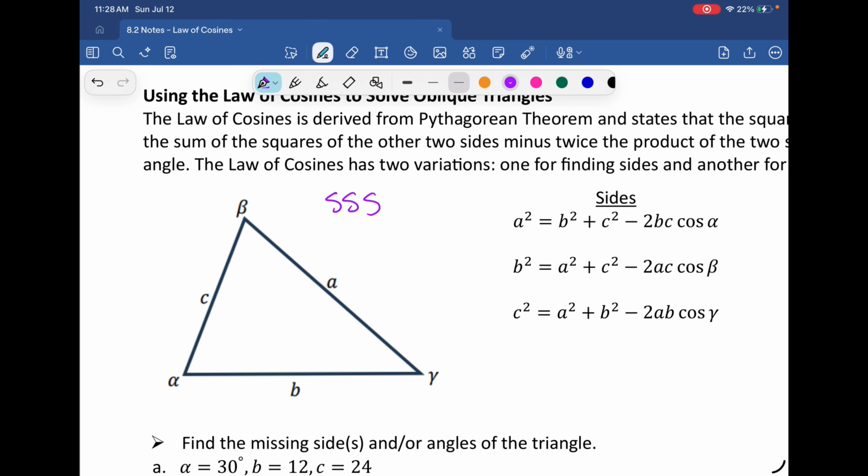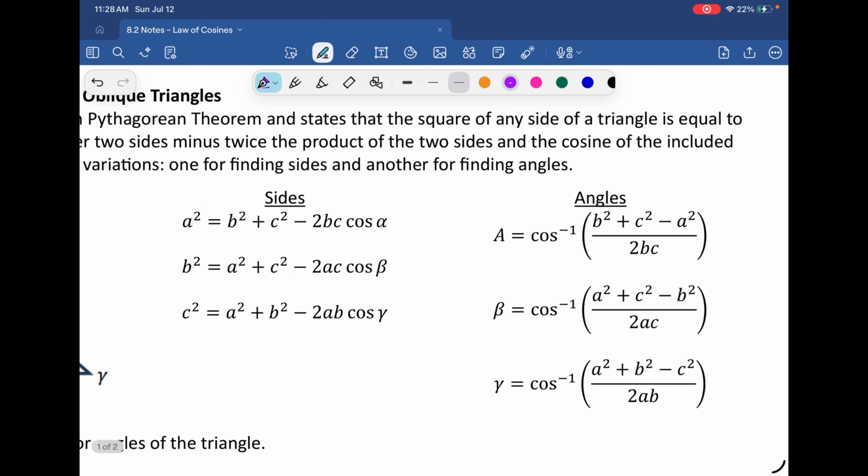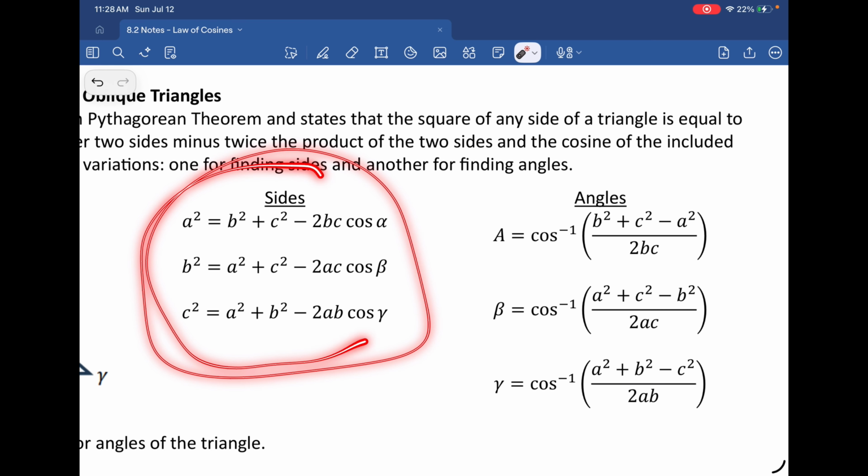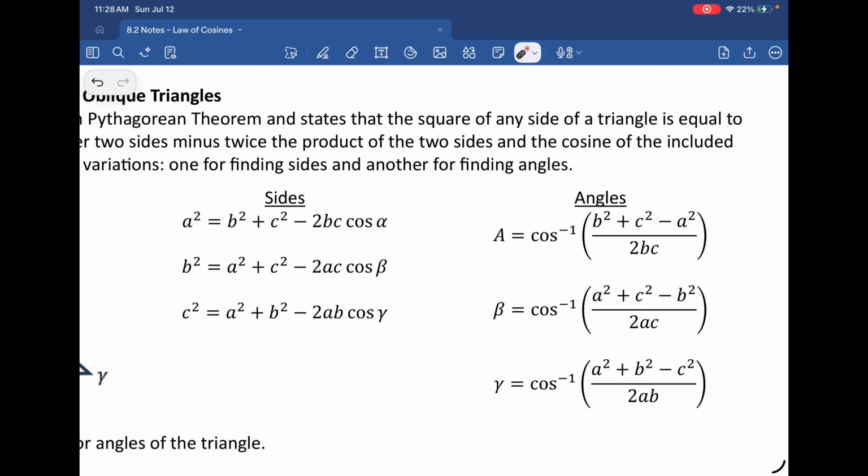So if I knew A, B, and C, then I can use law of cosines to find the other 3 angles. It's also used in side angle side, where I know 2 sides and the included angle. We have 2 different variations of it. They're both derived from the same thing. We have where we find sides, and we have where we find angles.